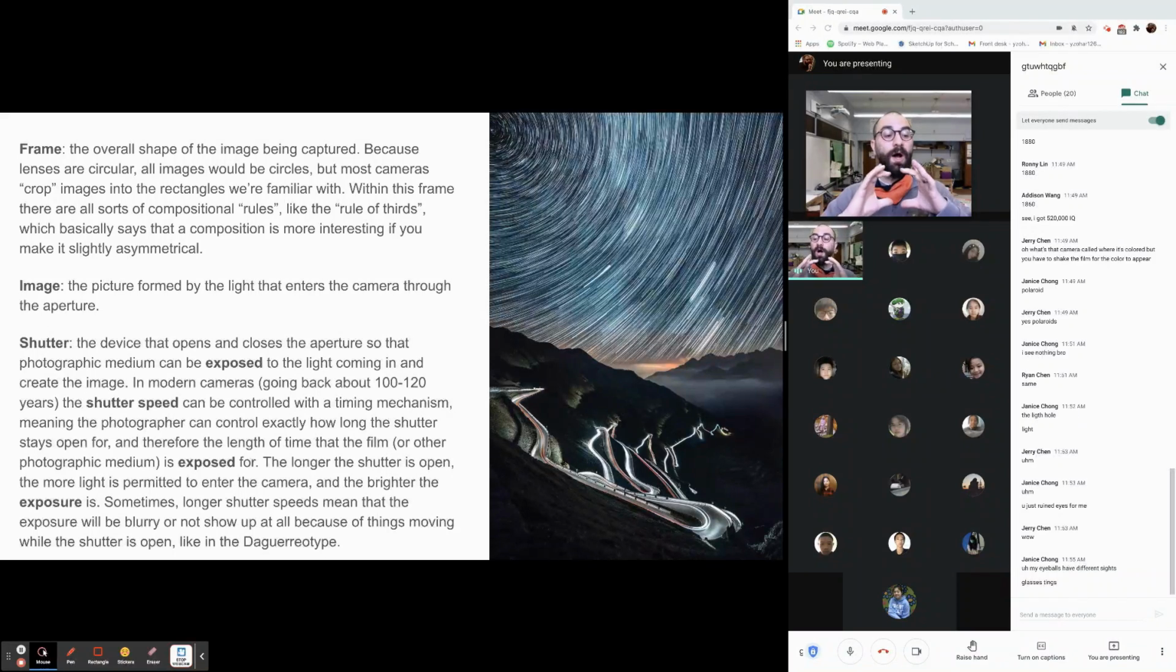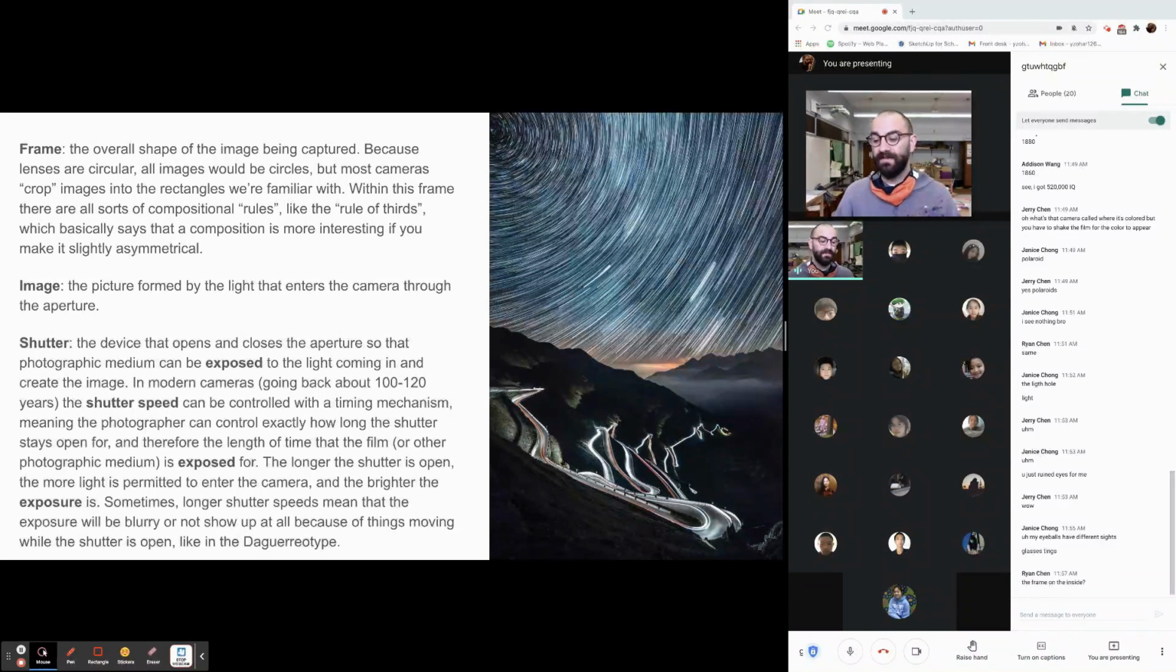most cameras crop images into the rectangles that we're familiar with. That lets them have corners, and we can put frames around them and stuff like that. That's right. They inscribe a rectangle into that circle. Within this frame, there's all sorts of compositional rules, like the rule of thirds, which basically says that a composition is more interesting if you make it slightly asymmetrical.